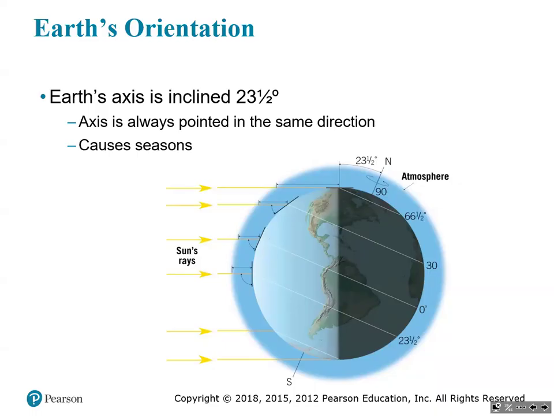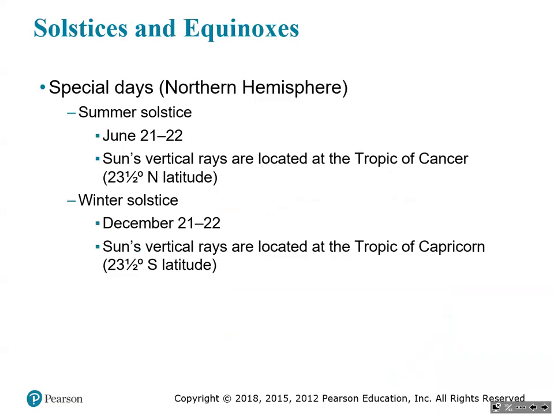So the seasons are not caused by variations in the distance of the Earth from the sun. Just to clear your mind, the point where the Earth is closest to the sun happens to occur in January. And the point where the Earth is furthest from the sun happens to occur in July. So no, the variation in the distance of the Earth from the sun really has minimal effect on the seasons.